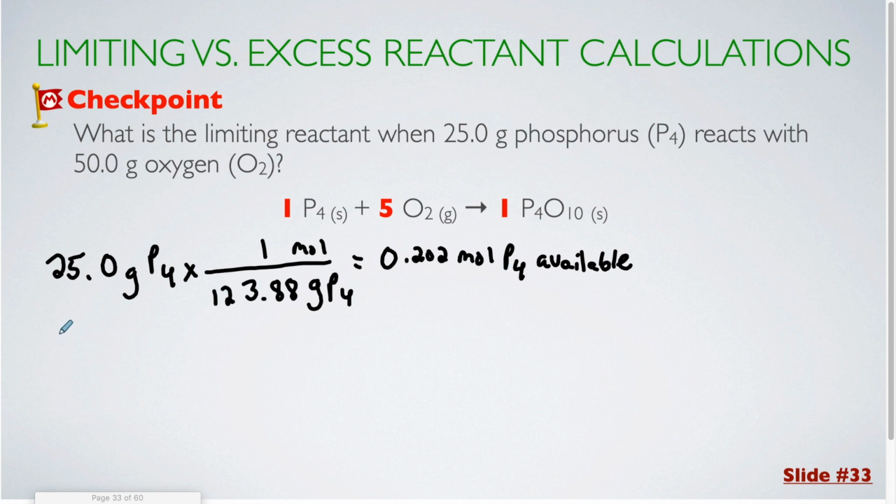Now for the 50 grams of oxygen, so 50.0 grams of O2, I'm going to do a one-step gram to mole conversion for that.